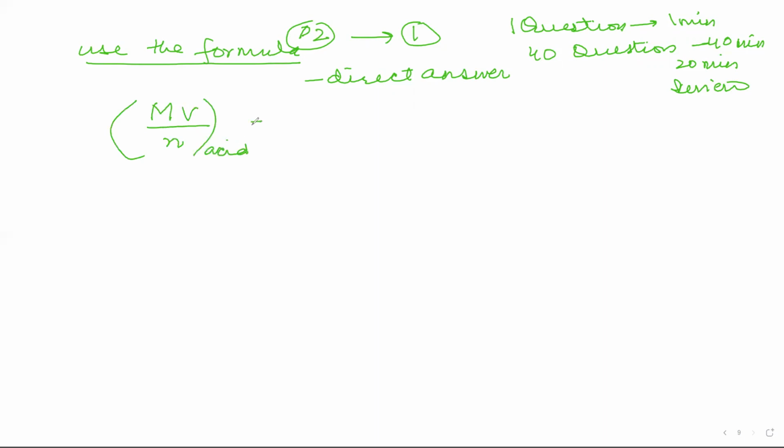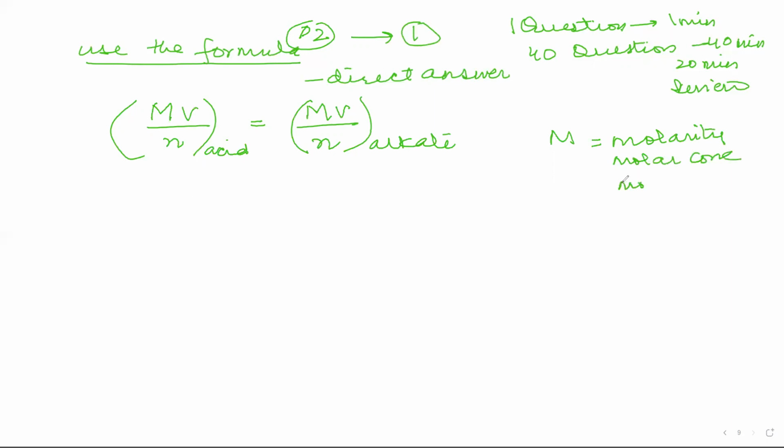right? We are talking about neutralization. And there we have MV over n of an alkali, right? So what does M stand for? M, as I already told you, stands for molarity. It stands for molar concentration, moles per dm cube, right? What does V stand for? V stands for volume. What does n stand for? n means the number of moles which come from the equation.